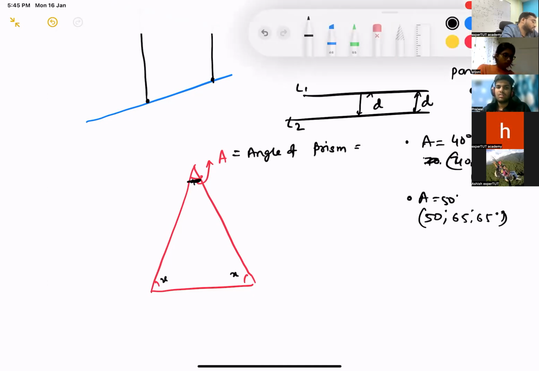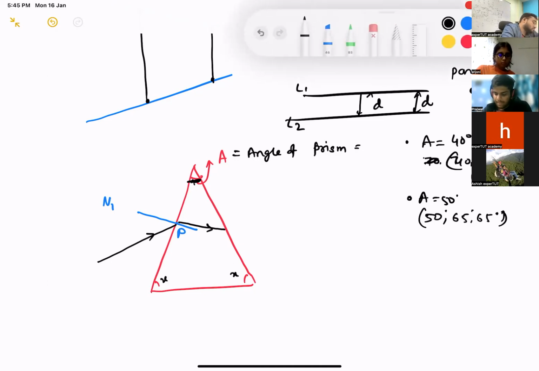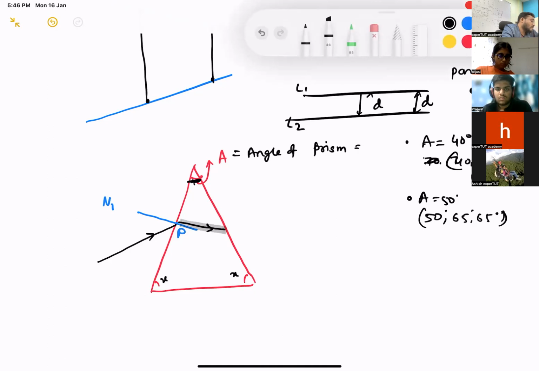Now look, shine light on this. Light is shot here. First, make a normal at the first surface, call it N1, and this point is P. Now when you shine the light, it will come out like this. It is not necessary that this intermediate ray is parallel to the base of the prism. Only at one particular angle of incidence will it be parallel to the base of the prism.